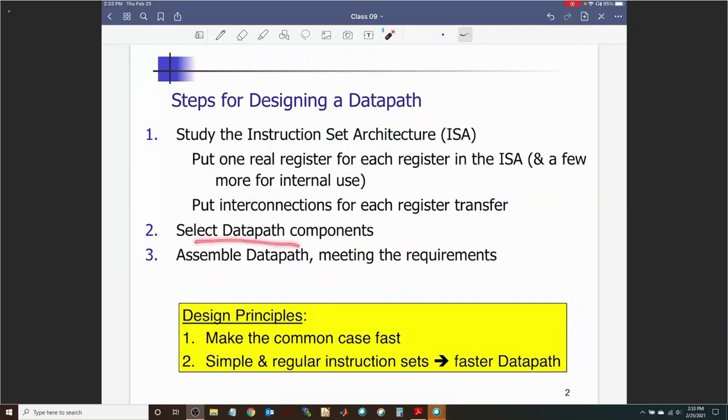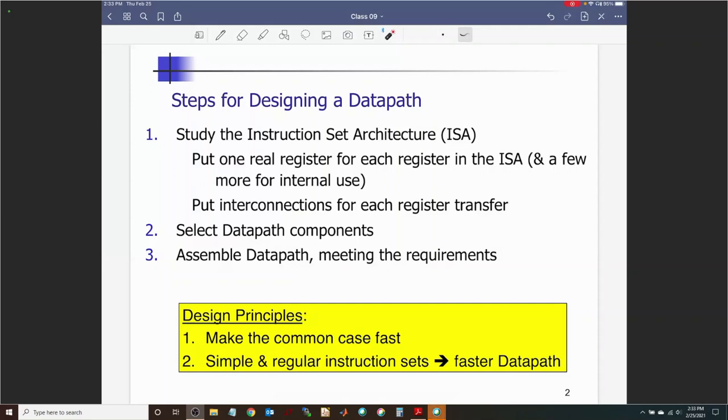We're going to need to select data path components. What are a few? Multiplexers, ALU, buses. All of those fall under the category of data path components. We are going to next assemble the data path in order to meet the requirements of instructions getting executed. So, the 5 steps in the life cycle of an instruction that we've been talking about, starting from fetching the instruction to incrementing the program counter, all of those 5 steps, we are going to need to see what components we are going to need.